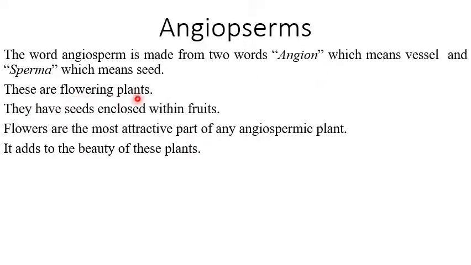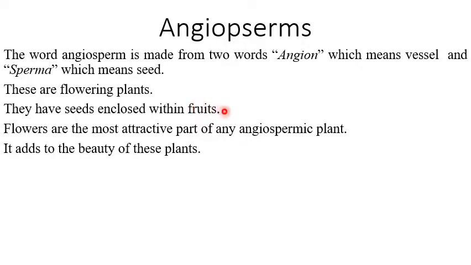These are again flowering plants, means phanerogams. They have seeds enclosed within fruits. Actually, enclosed within fruits means what? This angion, that is vessel or cover, is enclosing the seeds, and that cover itself is called a fruit, and hence the name angiosperm is given, that is covered seeded plants. That cover actually is the fruit, that is the edible part.